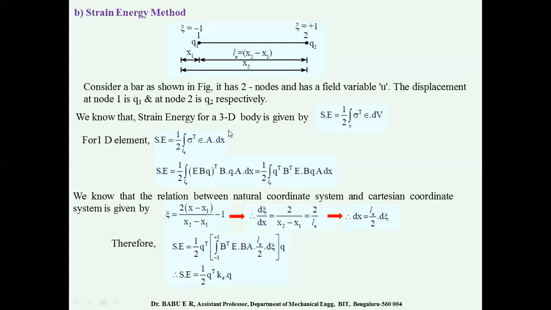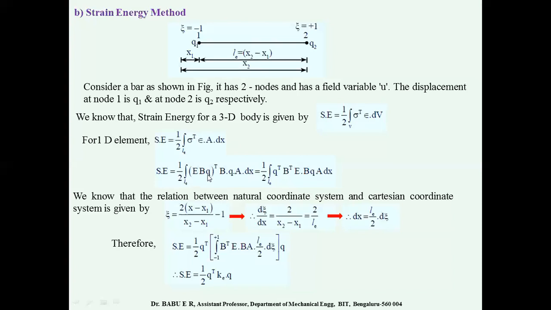We know that the strain energy for a 3D body is given by strain energy equals half times the integral over volume of sigma transpose epsilon dV. This we derived in module 1. For a 1D bar element, we replace the volume integral with a line integral over the length of the element of sigma transpose epsilon. Replace volume by A into dx for a 1D bar. Therefore, strain energy equals half times the integral.